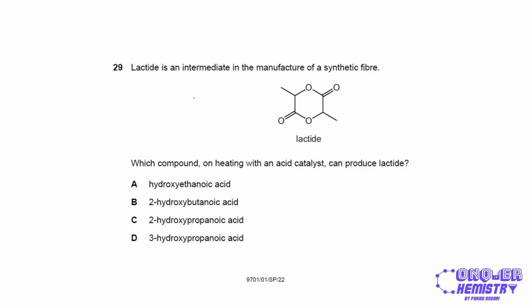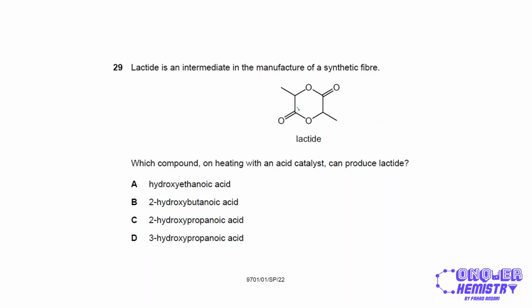So lactide is an intermediate in the manufacture of a synthetic fiber. Which compound on heating with an acid catalyst can produce lactide? Right. So let's take a look at this. What I'm going to do is, instead of running through all these options, I'm going to go for the reverse, right? I'm going to work my way backwards.